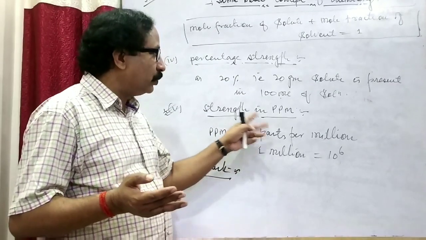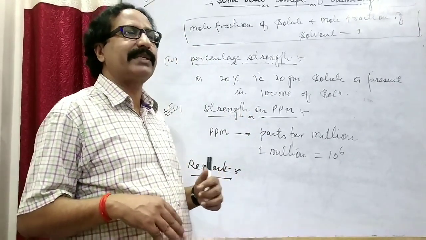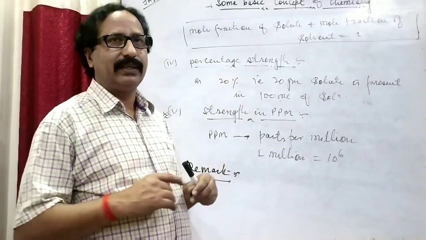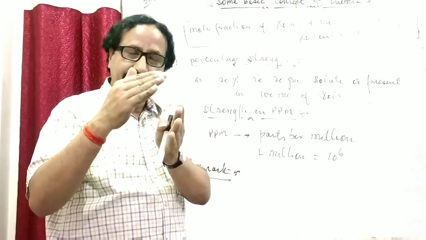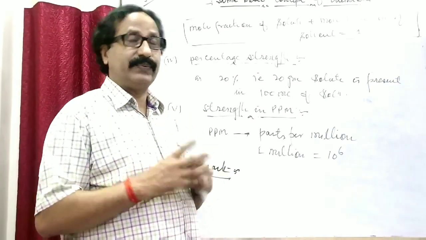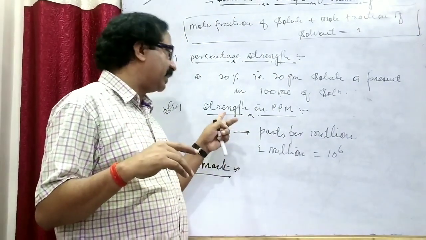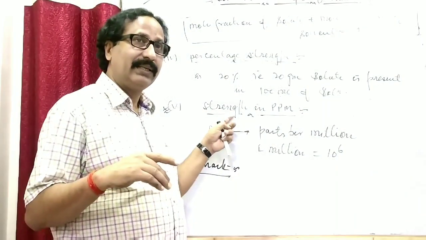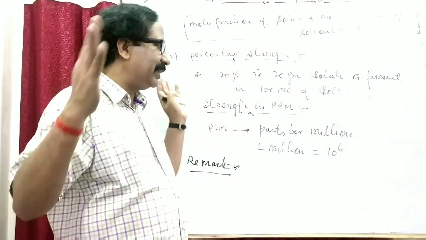Meaning, we find out the strength in ppm of those solutions in which the amount of solvent is very large, but the amount of solute is given in minimum scale, in least amount. For example, you understand, we find the strength in ppm of those solutions in which the amount of solute is minimum but the amount of solvent is maximum.